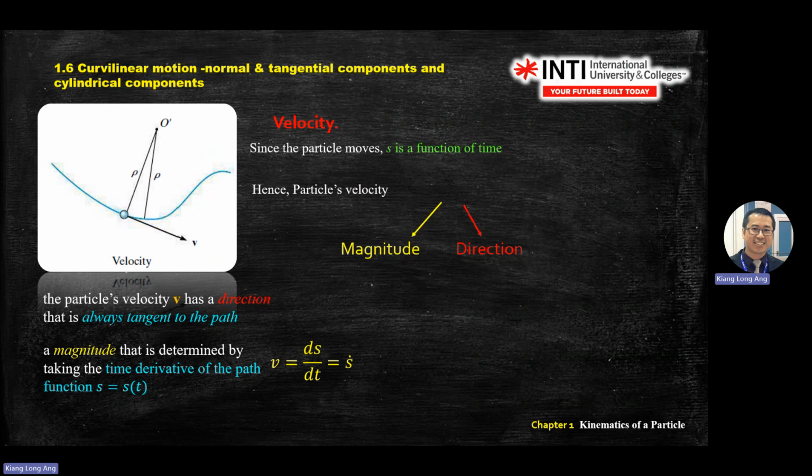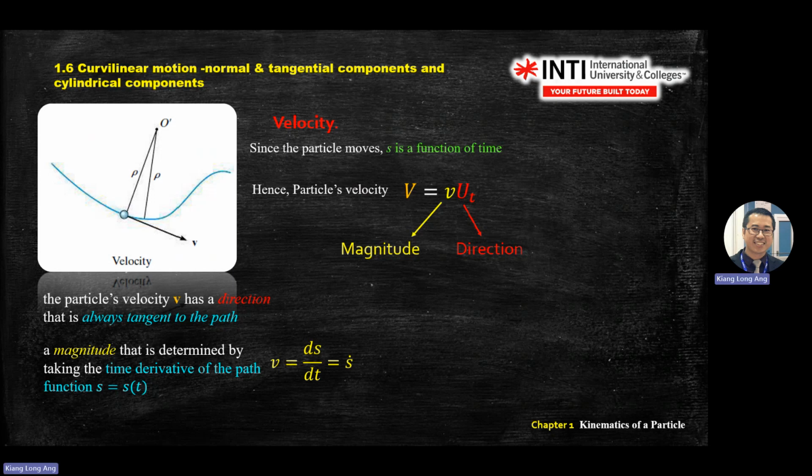And be familiar with something: if you see s equal to s bracket t, it means it is a function of t. So for example, these two equations are in t function. V equal to something related to time. This S is also related to time, for example. But again, this is a curved motion.